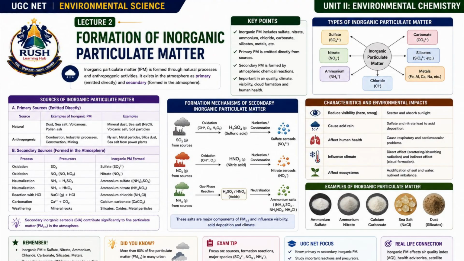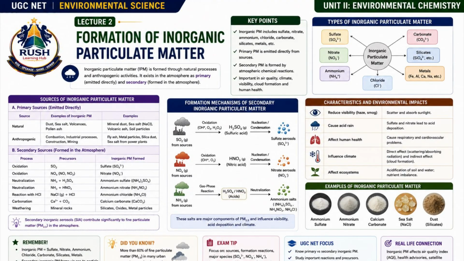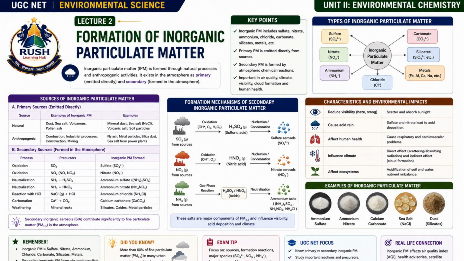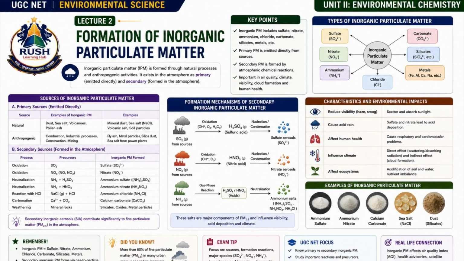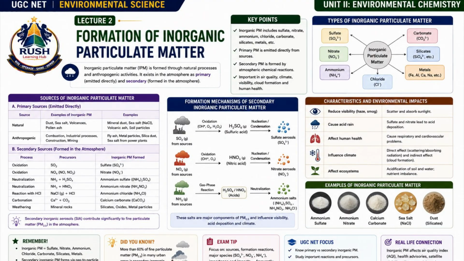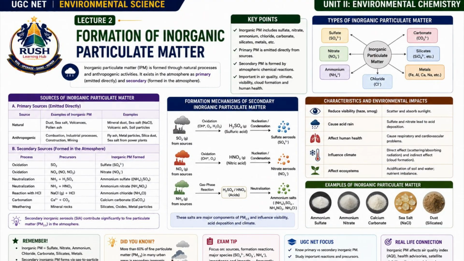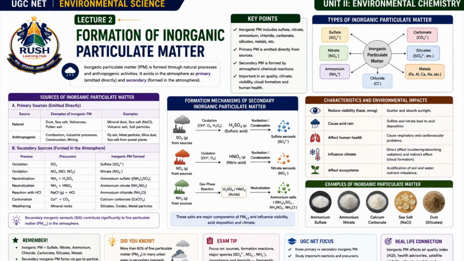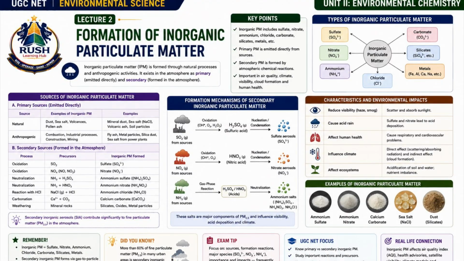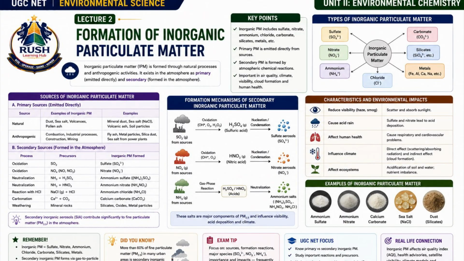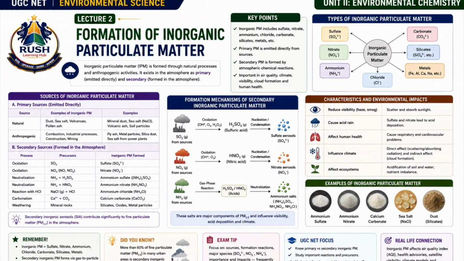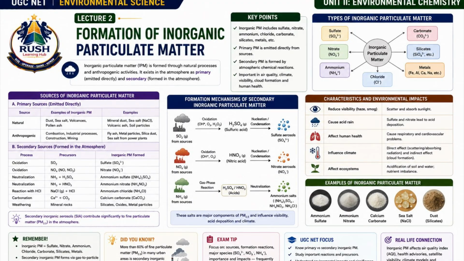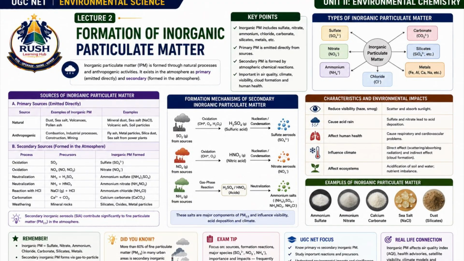The first type is sulfate aerosols, represented mainly by sulfate ions. These are formed from sulfur dioxide oxidation and contribute to acid deposition and climate effects. The second type is nitrate aerosols, formed through nitrogen oxide oxidation and nitric acid formation. The third type is ammonium aerosols, including ammonium sulfate and ammonium nitrate. These are common components of fine particulate matter.